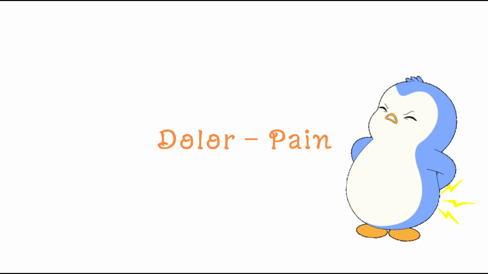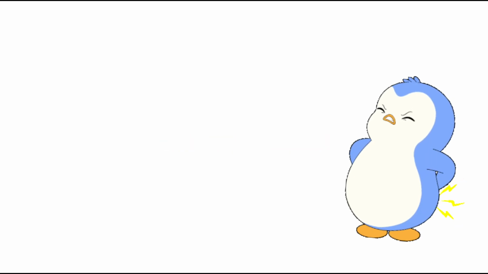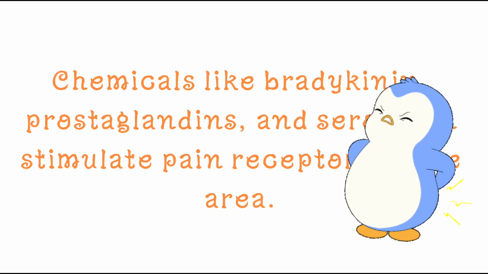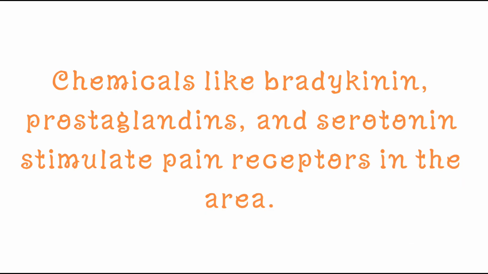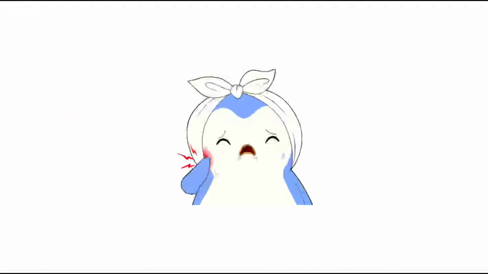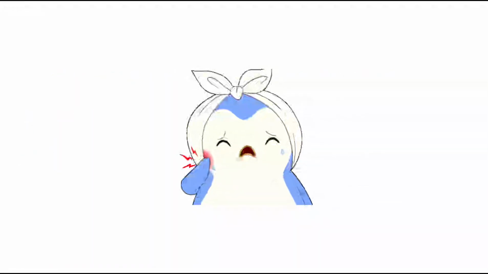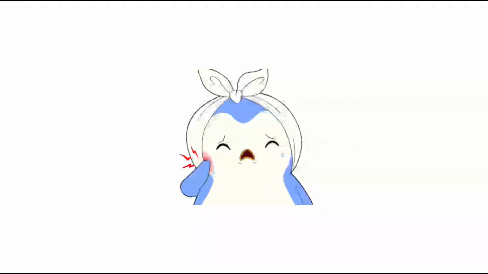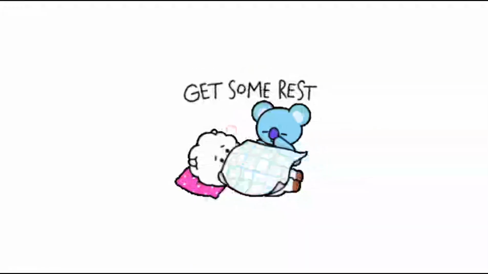Then there is pain, that is dolor. Fourth, we have dolor, or pain. Inflammation often hurts, and here's why. Chemicals like prostaglandin and serotonin stimulate the pain receptors in the area, and the swelling puts pressure on nearby nerves, making the pain worse. The pain serves a purpose: it tells you to rest and protect the injured area.